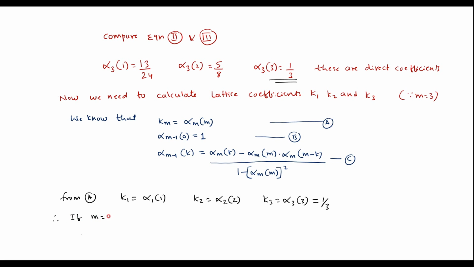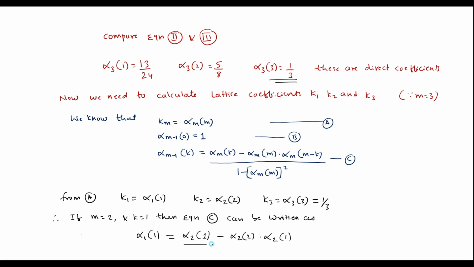Therefore, if m is equal to 2 and k is equal to 1, then equation C can be written as, that is, now I'll write this equation for m equal to 2 and k equal to 1, that is alpha 1 of 1 is equal to, we are taking m is equal to 2, that is alpha 2 of 1 minus alpha 2 of 2 into alpha 2 of 2 minus 1 is alpha 2 of 1, whole divided by 1 minus alpha m of m, that is alpha 2 of 2, whole square. We'll call it as equation 1.